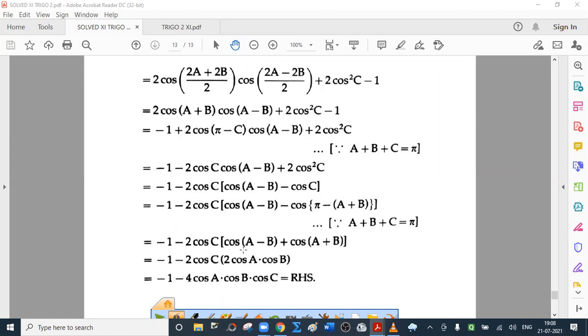Note that this is the expansion of 2 cos A cos B. We have done this. This is called the defactorization formula. Okay. So what is the answer? Minus 1 minus 4 cos A cos B cos C, which is nothing but the right hand side.